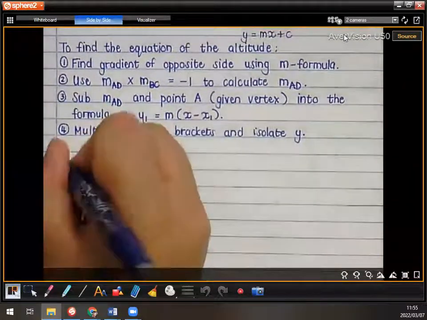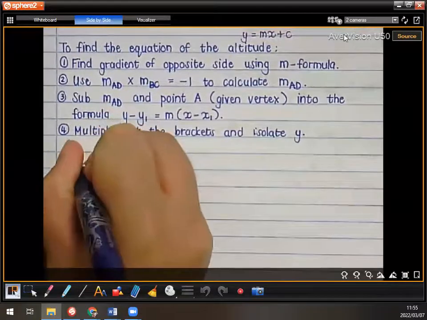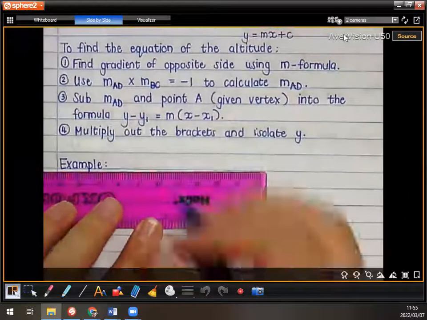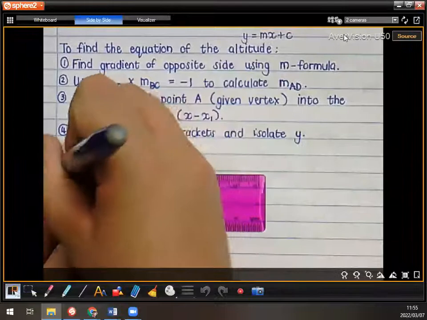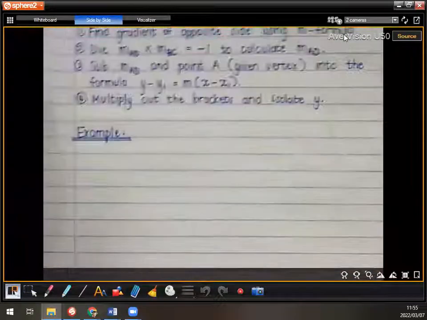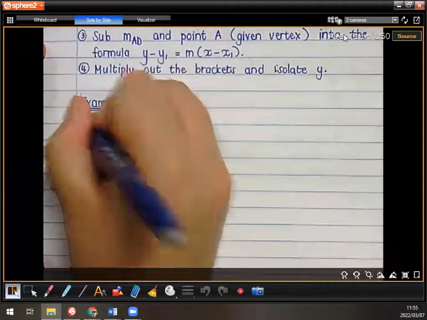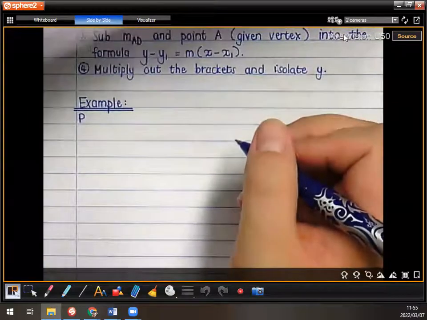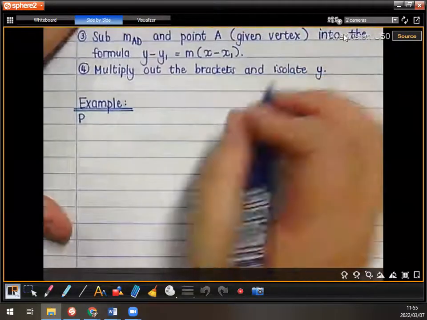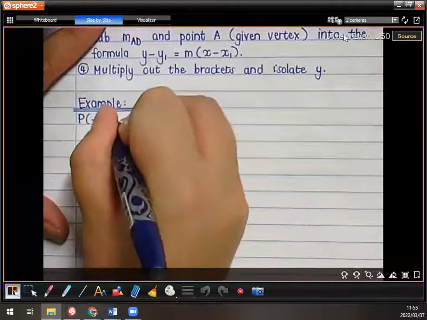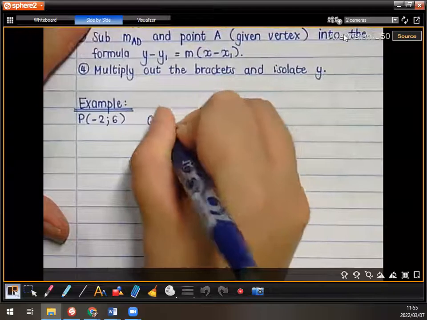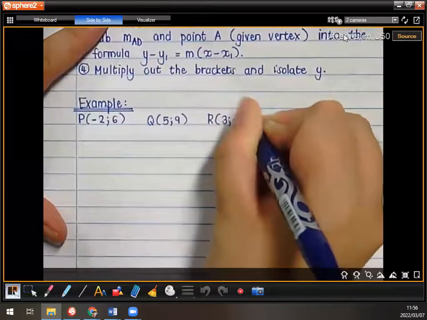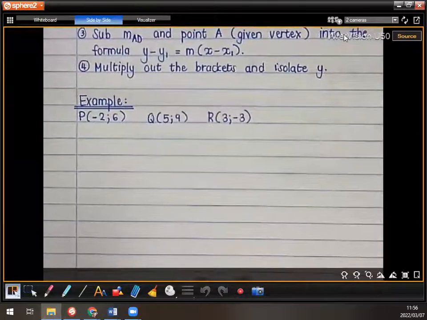We're going to do an example now. Again, they are going to give you the coordinates of the 3 points. So I think we'll use the same points that we used on Friday. So P was negative 2 and 6. Q was 5 and 9. And R was 3 and -3.